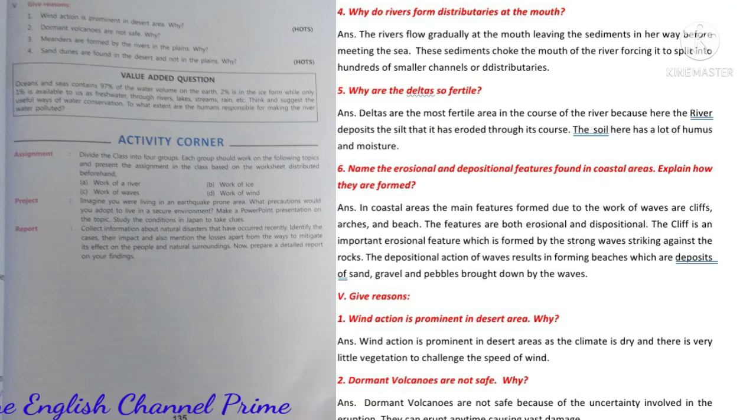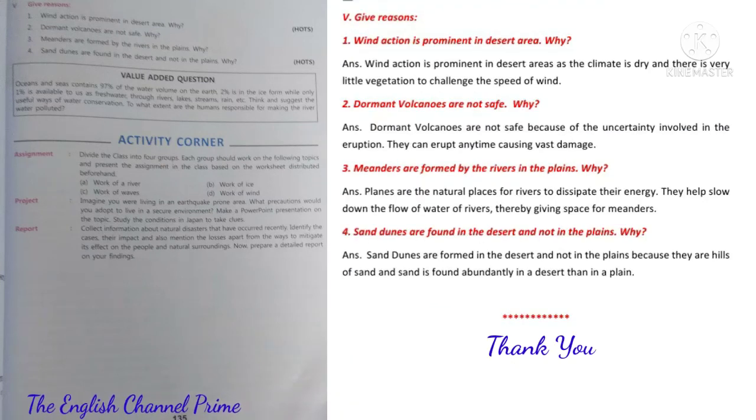Second question, dormant volcanoes are not safe. Why? Answer, they are not safe because of the uncertainty involved in their eruption. They can erupt any time causing vast damage. Third question, meanders are formed by the rivers in the plains. Why? Answer, plains are the natural places for rivers to dissipate their energy. They help slow down the flow of water of the rivers, thereby giving space for meanders.